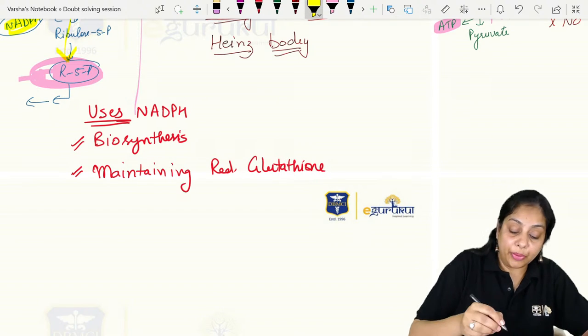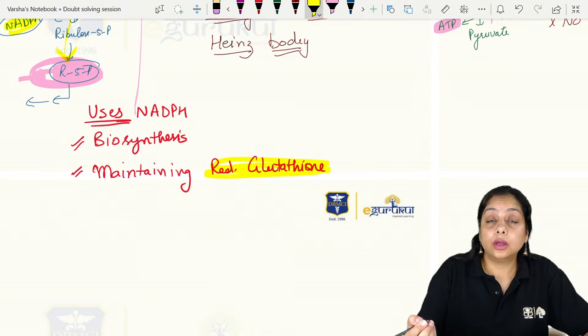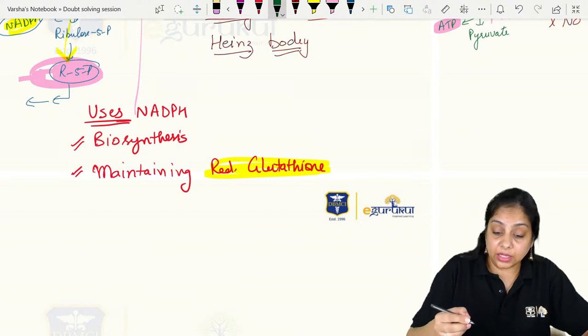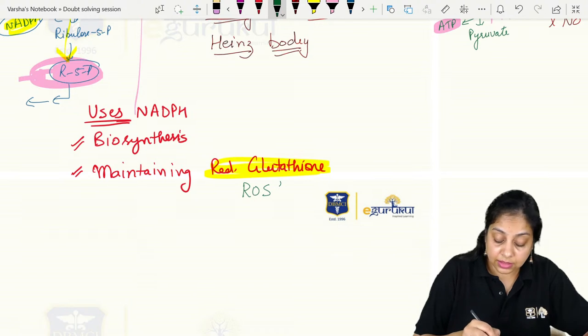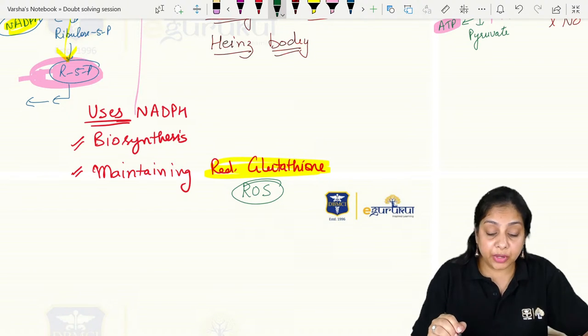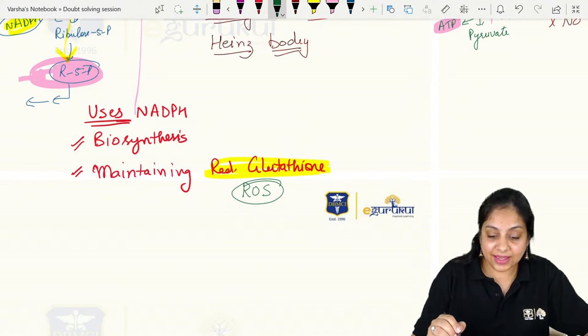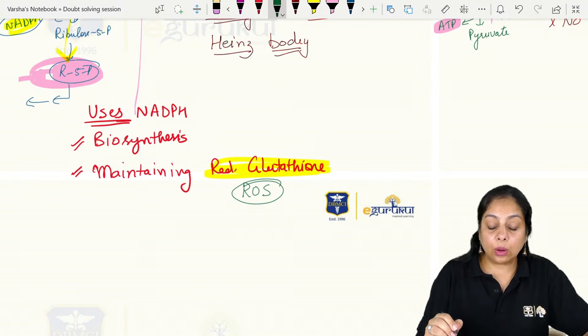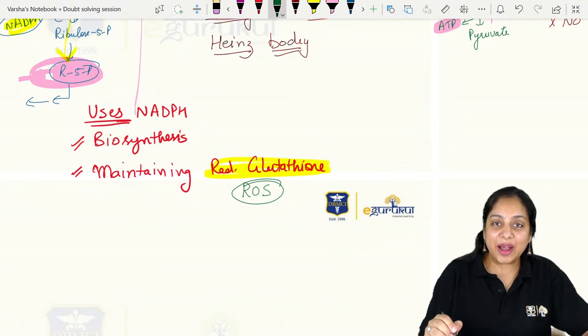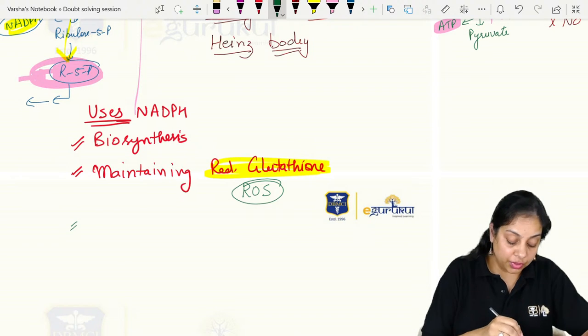Another high yield topic. Reduced glutathione is needed for what? Anybody? To reduce hydrogen peroxide, reactive oxygen species. Yes, very good. I'm just trying to correlate all the things. It's like a crime mystery we are solving. How the hell the Heinz bodies? So it is needed there and also for bactericidal activity.